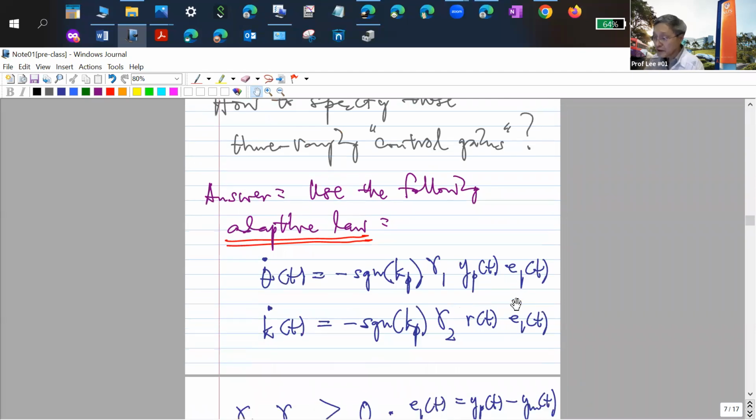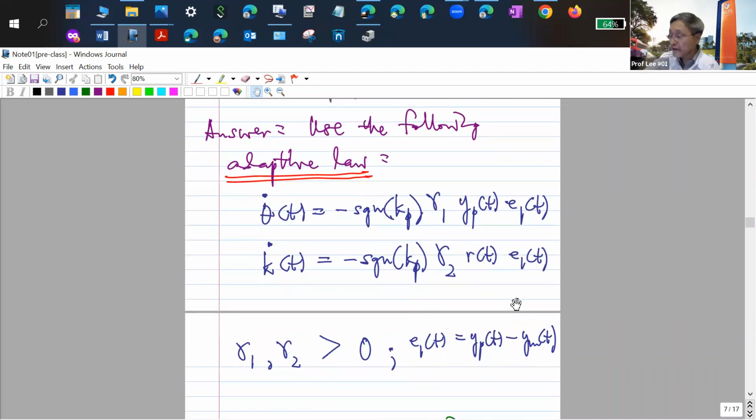For this first simple way of doing adaptive control, I'll show you in the rest of what we do today why this works and how this works. If you don't like this, it's also no problem, but it does turn out that it's not a simple problem to get rid of the sign of KP.